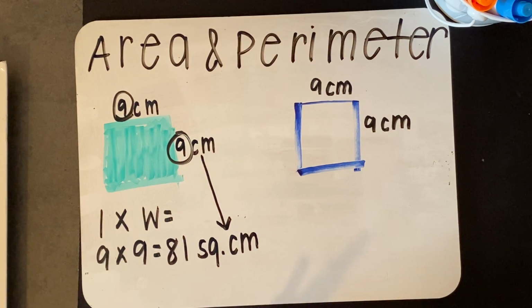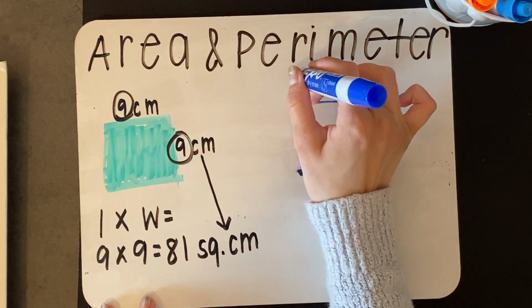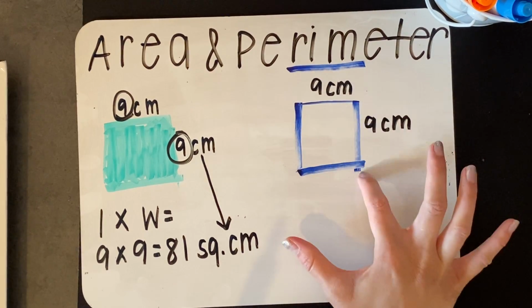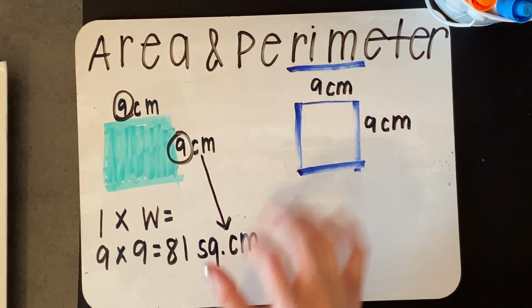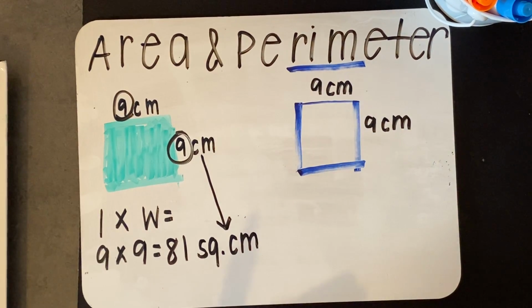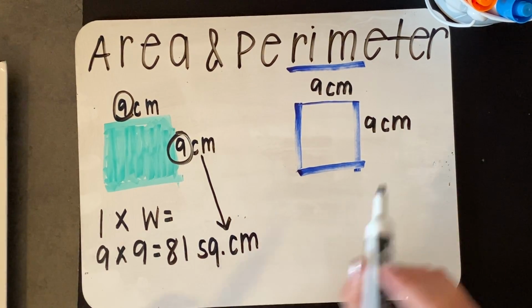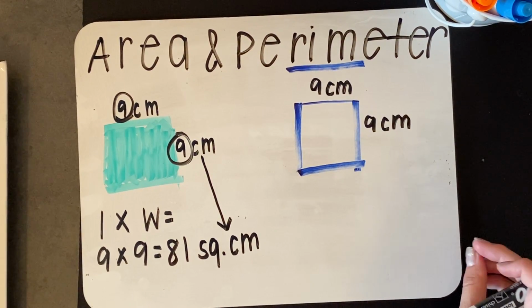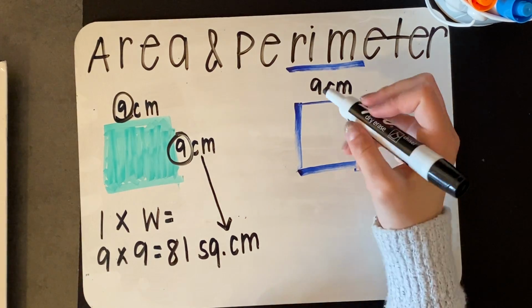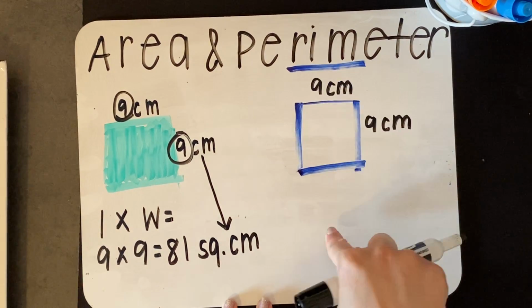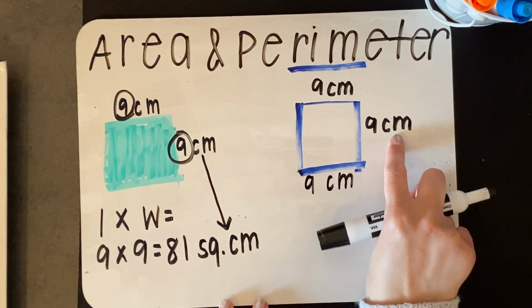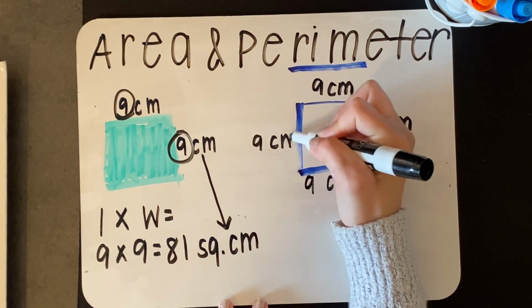If we wanted to find the perimeter, if you notice, the word has a hidden word inside of it, rim. Rim means the outside of something. So perimeter is the distance around the rim, the outside of the shape. If we were to walk along the outside of the shape, what would the distance be? Knowing that this is a square and that the side lengths are 9 centimeters, if this side is 9 centimeters, the opposite side needs to be the same. They're the same length.